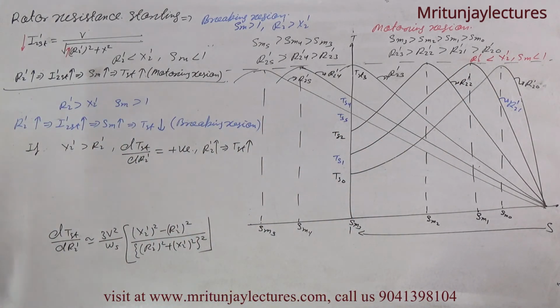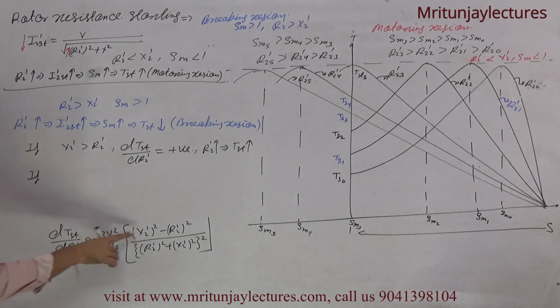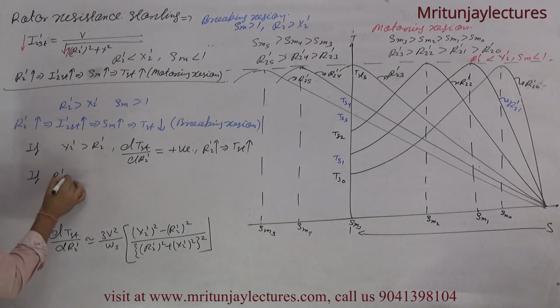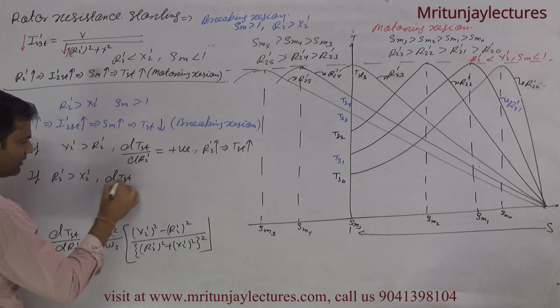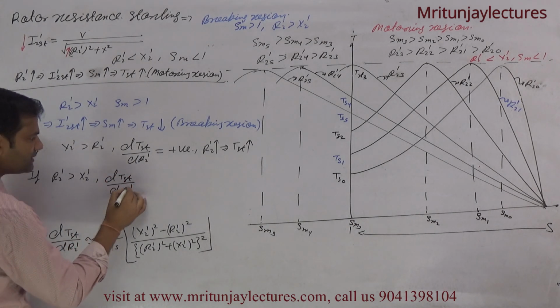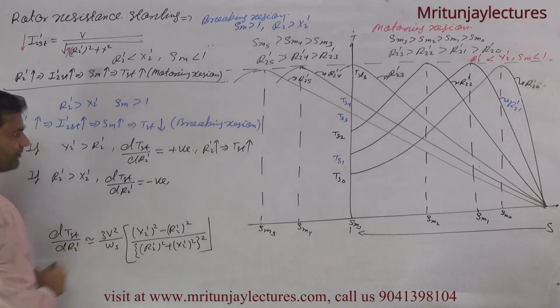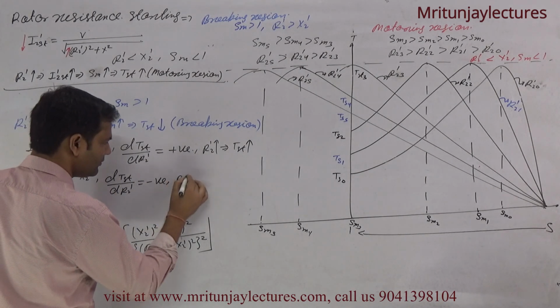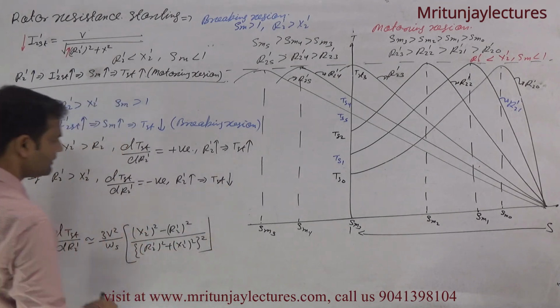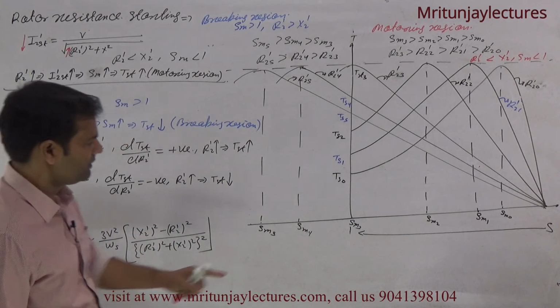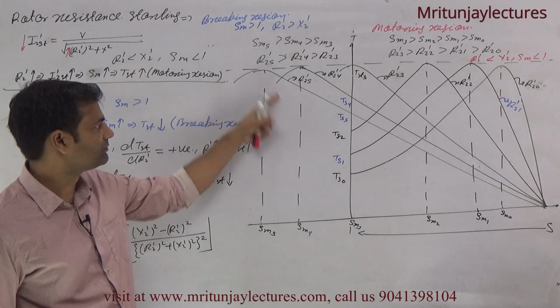Now another case: if R2 dash is greater than X2 dash, then d starting torque with respect to R2 dash is negative. It means if R2 dash increases, starting torque decreases. Clear? It is also shown like this one. Clear?